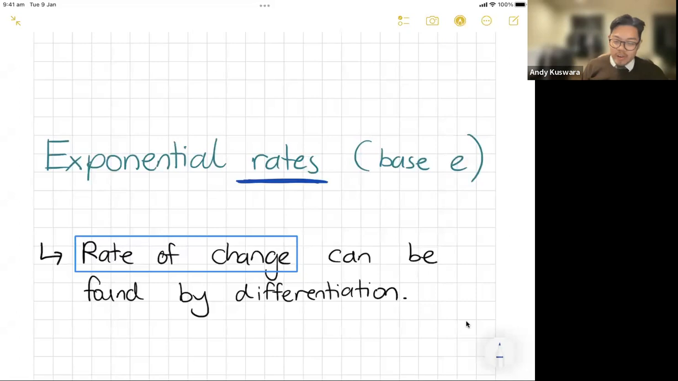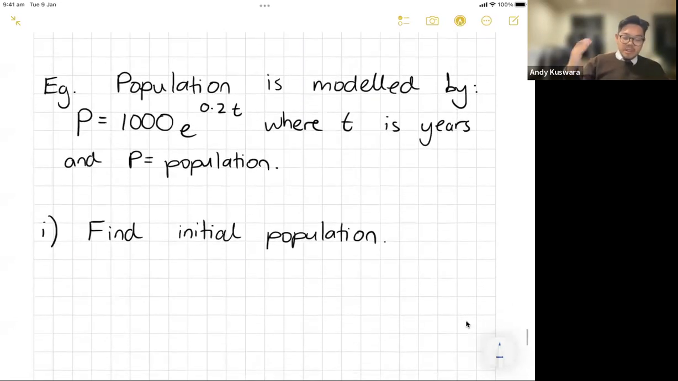Now I'm going to play a bit of a game. Every time I say rate of change, what are we going to do? We're going to differentiate. And only when I say rate of change. So if it's not rate of change, you don't differentiate. If it's rate of change, what do we do? Differentiate.